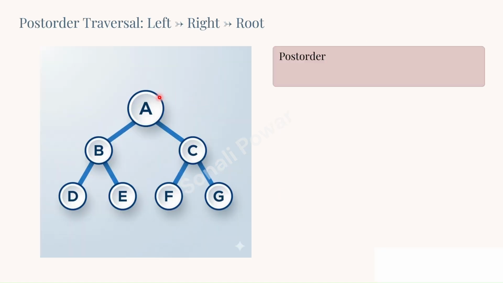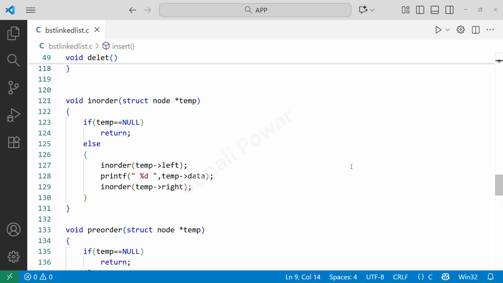Calculate the post order of this given tree and write your answer in the comment. I just explained to you the code of the preorder, inorder and post order. Now let's see the execution of these functions.